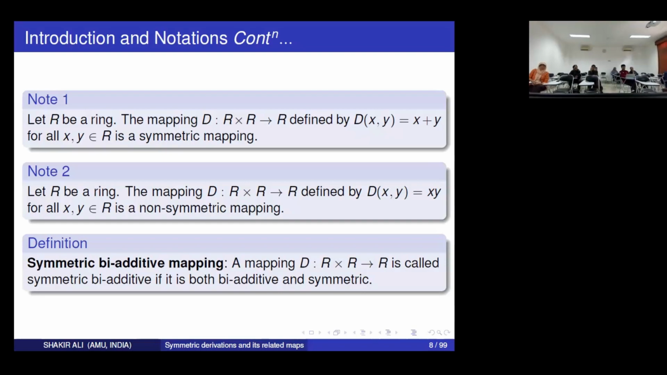So I gave you both examples, symmetric and non-symmetric mapping. And then we define this symmetric bi-additive mapping. D from R cross R is called symmetric bi-additive if it is bi-additive and symmetric. Symmetric bi-additive is additive as well as symmetric.